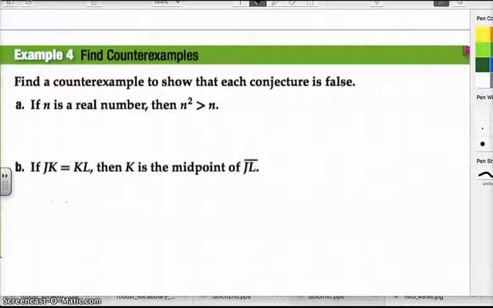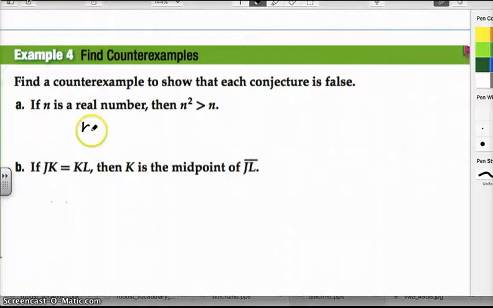Our final example is about counterexamples, which we talked about a little bit in the beginning of the video, where we discussed that counterexamples prove a conjecture to be false, and that's what we'll do here. So here, if n is a real number, then n squared has to be bigger than n. On the surface, that seems right. You might try numbers like 3, 4, 5, 7, 9, and they all would bear out this conjecture.